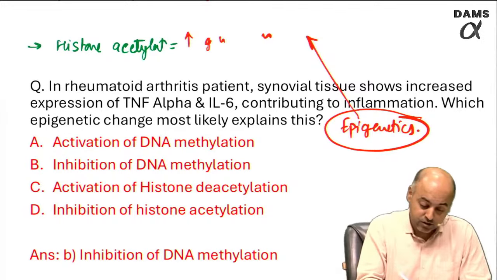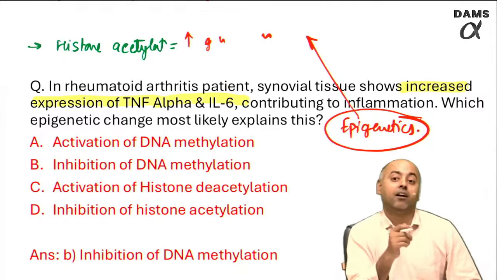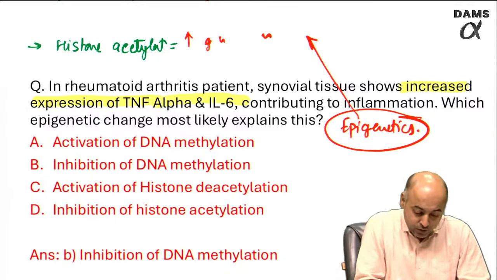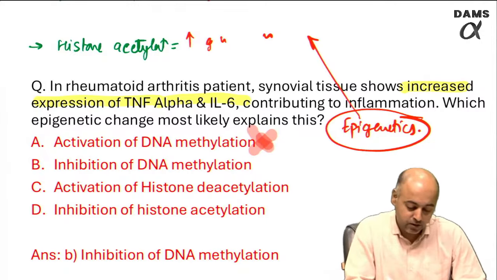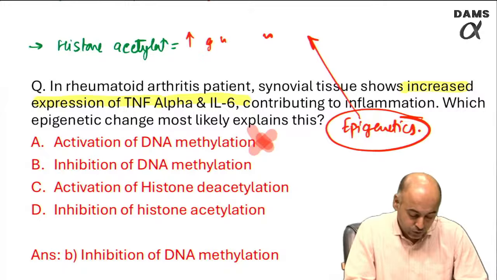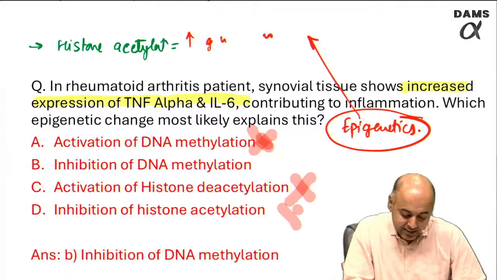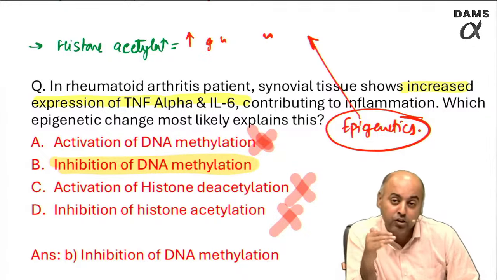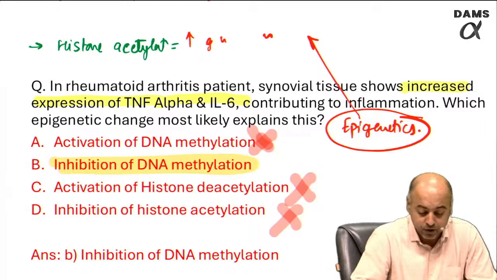So here what is the question saying? The question says that there is increased expression of TNF alpha. Now we're talking about increased gene expression, right? So when you do methylation, what will happen? On methylation, the expression will decrease. Similarly, when you do deacetylation, expression will decrease. When you inhibit acetylation, expression will decrease. But when you are preventing methylation, which is an inhibitory process, in that case the expression is likely to increase. Okay, so remember these two terms.